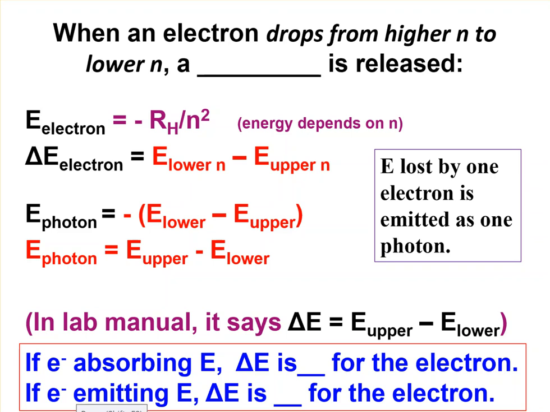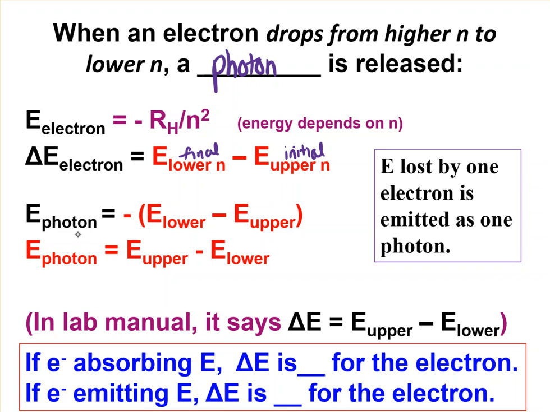So when an electron drops from a higher energy level, a photon is released, and one photon, I should say. So the energy of an electron is equal to this equation. We've been seeing this, and remember it's negative. The change in energy for the electron, we're going to take, this is the final minus the initial, and this is for the electron, so that makes sense. That's the change in energy for the electron.